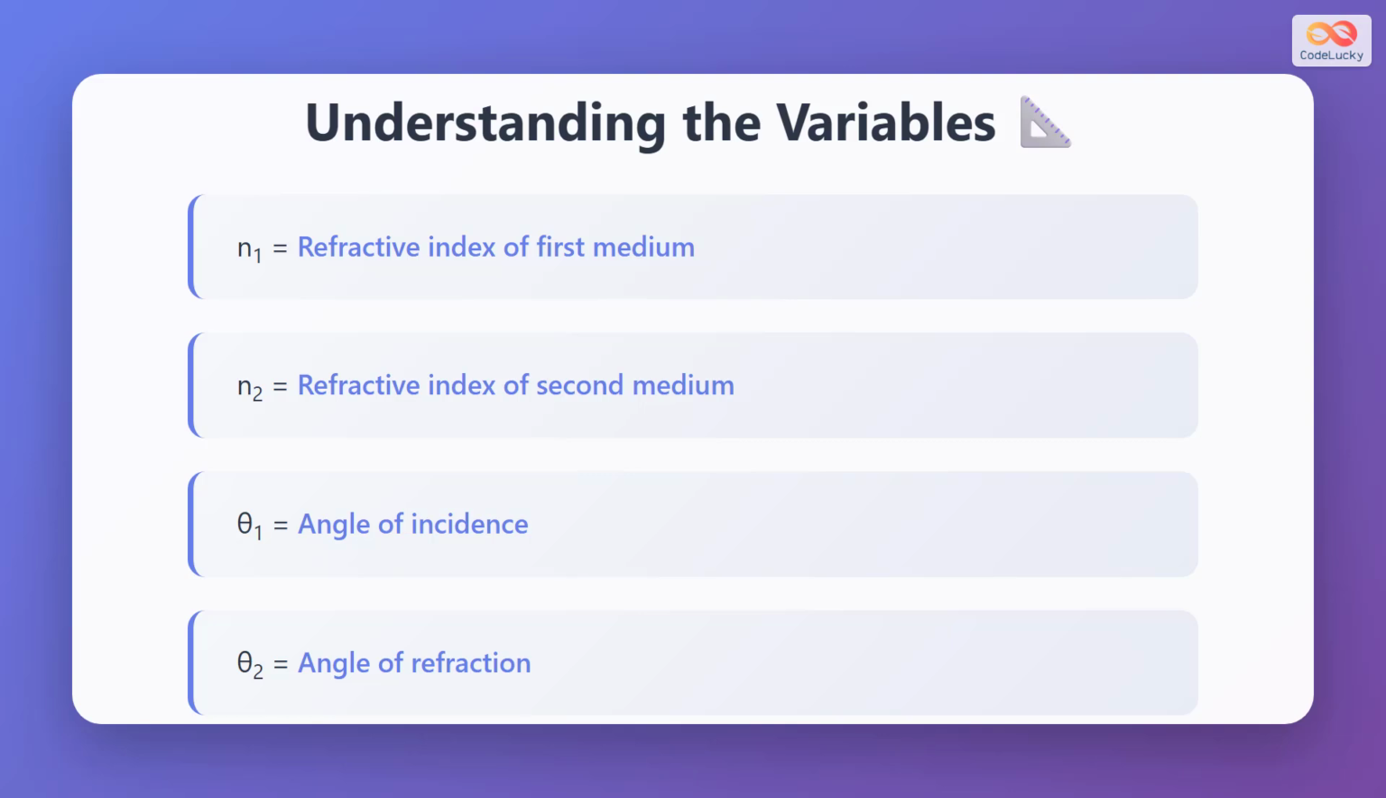Let's break down what each variable means in Snell's law. n1 is the refractive index of the first medium, where light is coming from. n2 is the refractive index of the second medium, where light is entering. Theta 1 is the angle of incidence, which is the angle between the incoming light ray and the normal line. And theta 2 is the angle of refraction, which is the angle between the refracted ray and the normal line.